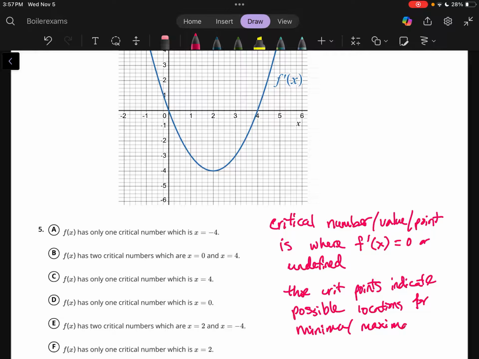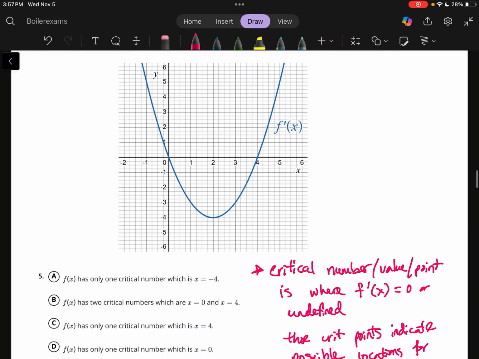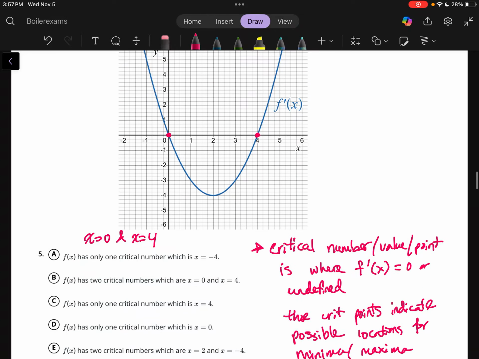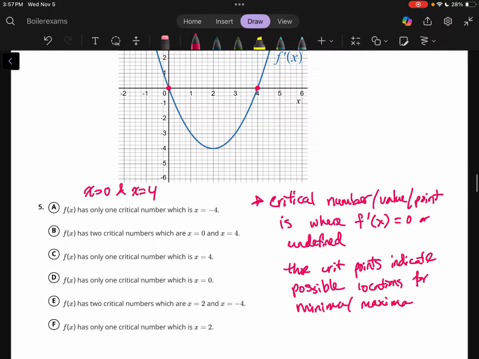In this case, all we need is this first statement. The critical values are located at points where f prime of x is equal to 0. If we look at our graph, it's pretty clear. We have one critical point at x equals 0 and another at x equals 4. So f of x has two critical numbers, x equals 0 and x equals 4. So our answer to problem 5 is B.